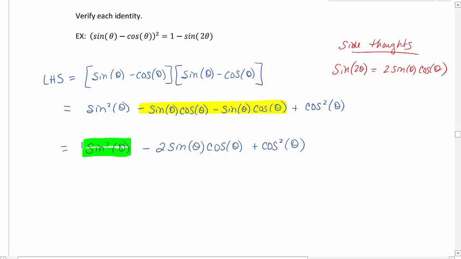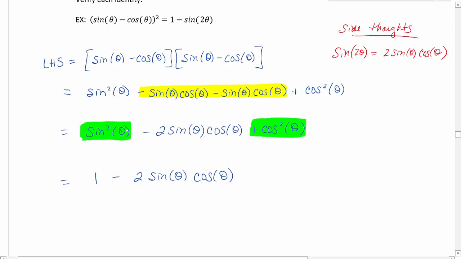Now look, what we have is sine squared plus cosine squared. And that's our most basic Pythagorean identity. Sine squared plus cosine squared is equal to 1. So I'm going to substitute 1 in the place for that. But we have 1 minus 2 sine cosine. And we've already established that 2 sine cosine is equal to sine of 2 theta. So this becomes 1 minus sine of 2 theta. And that's our right-hand side.